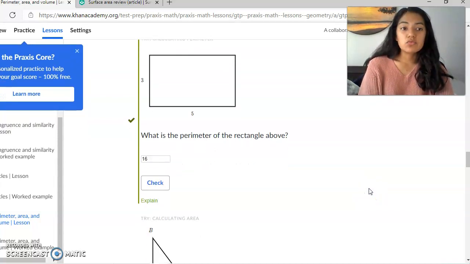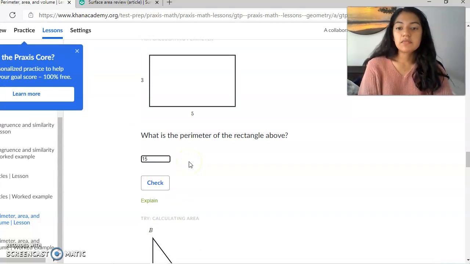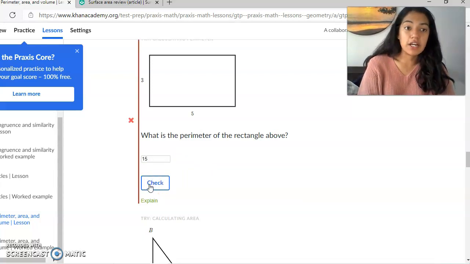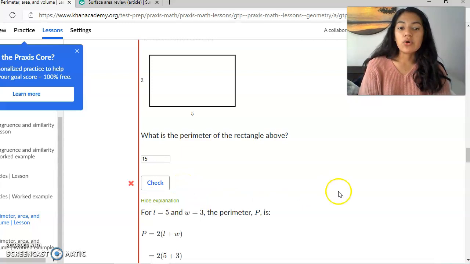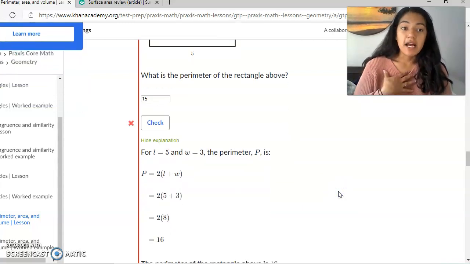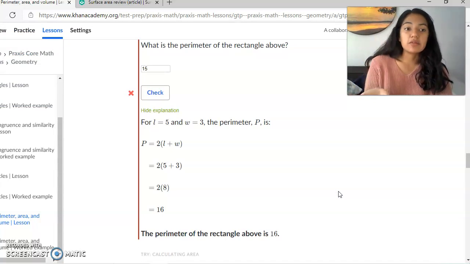Now, if we were to get this wrong, or maybe the student mistyped and put 15 instead of 16, however the situation is, if they really just did not know and they guessed or they mistyped, it'll tell you that you got it wrong, and you can also click on explain right below it, which I, as a teacher and as a student, would appreciate, because this is explaining to me how I got it wrong and how to do it the right way.